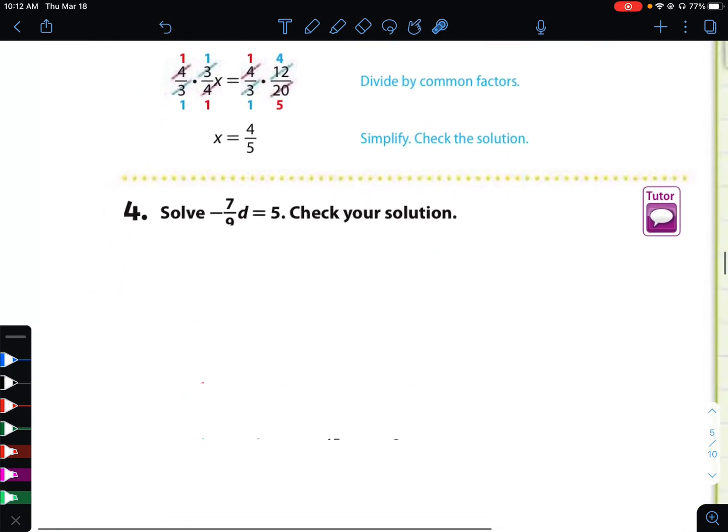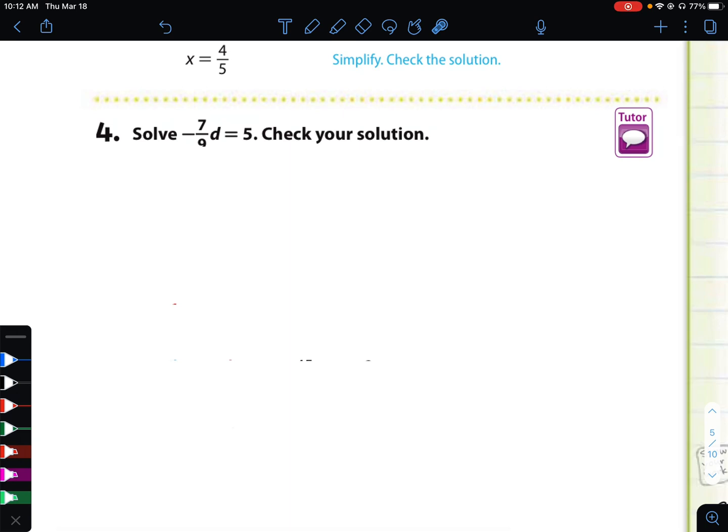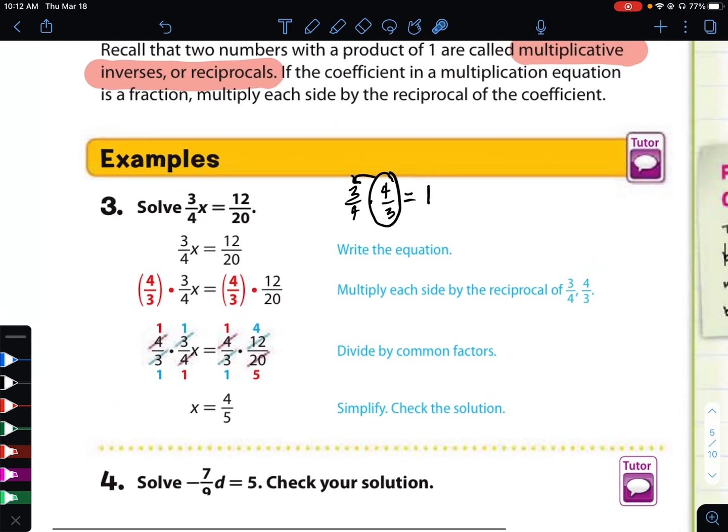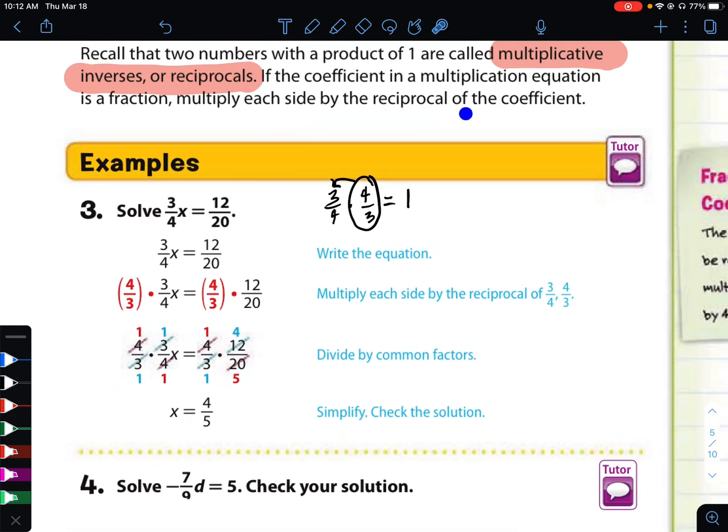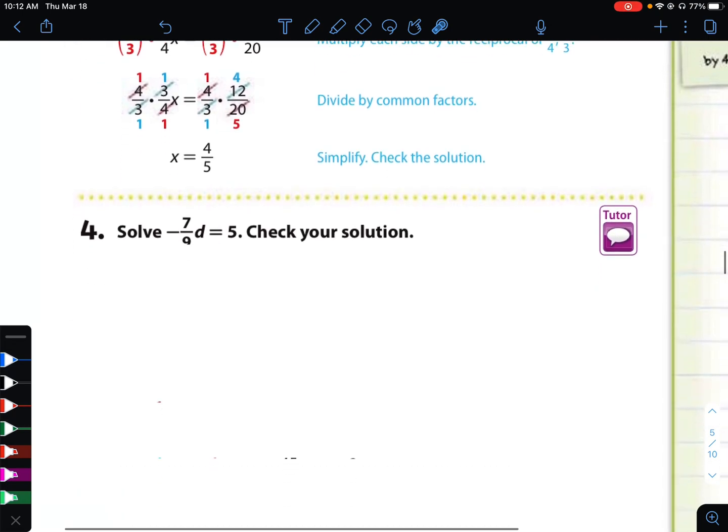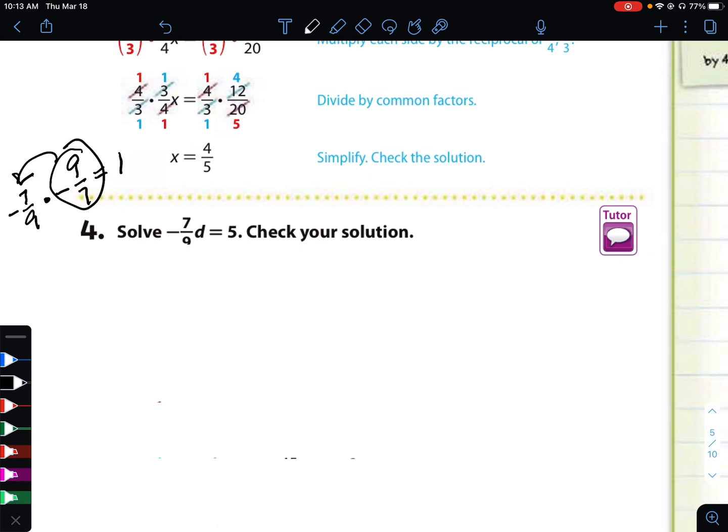Okay, let's take a look at example number 4, negative 7 over 9 d equals 5. Again, this is our coefficient, negative 7 over 9, and according to what we just learned, we need to multiply each side by the reciprocal of the coefficient. Let me highlight that. So we need to find the reciprocal of negative 7 over 9, which is negative 9 over 7, because if you multiply that, the product will be 1. So this is the reciprocal of negative 7 over 9.